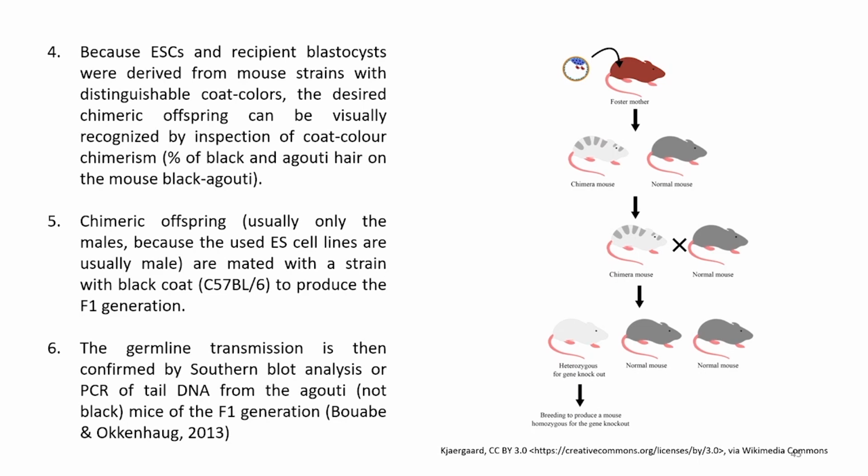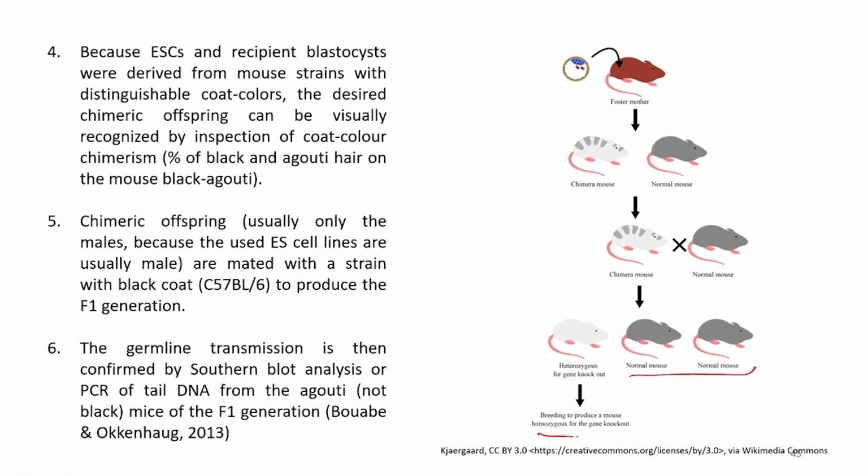The chimeric offspring, usually only the males, because the ES cell lines are usually male, are mated with a strain with a black coat to produce the F1 generation. So, this is the foster mother, and this gives rise to a chimera mouse, and you can see here the normal mouse, and crossing between the chimera and the normal mouse will result in a normal mouse and a mouse heterozygous for the gene knockout.